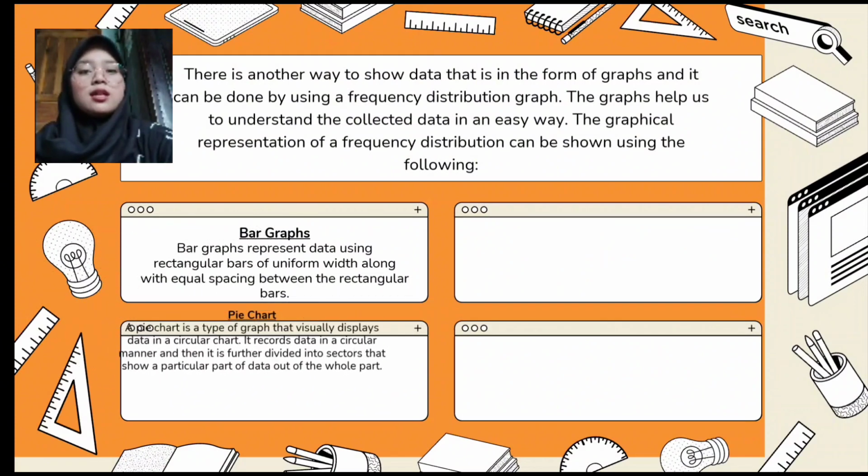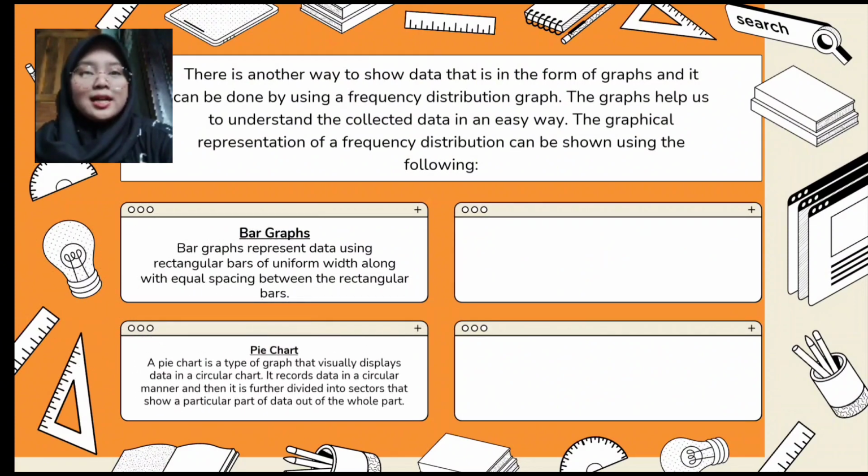Number 2, pie chart. A pie chart is a type of graph that visually displays data in a circular chart. It records data in a circular manner and then it is further divided into sectors that show a particular part of data out of the whole.